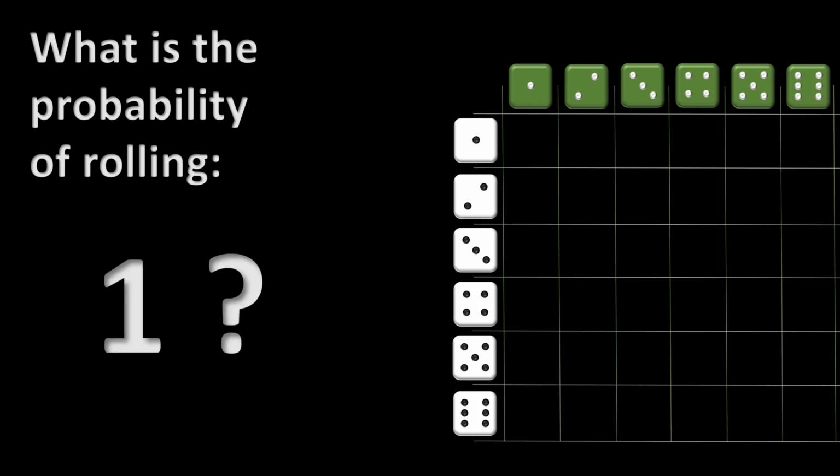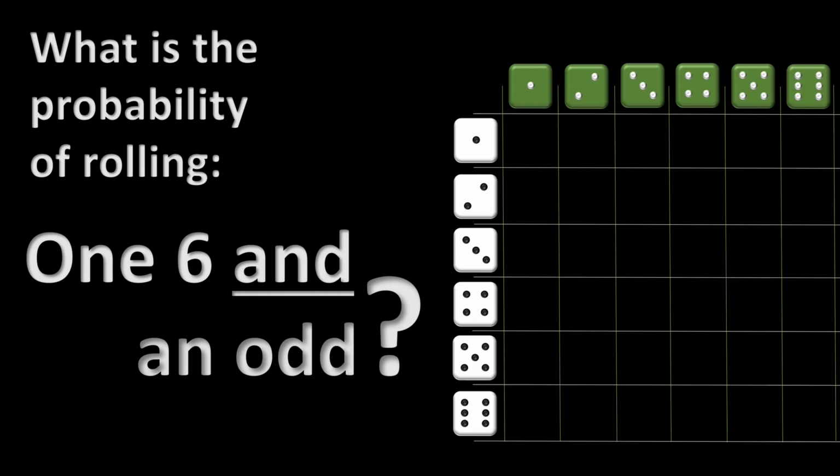So what's the probability of rolling 1? Well, it's 0. It's 0 out of 36. It's 0 out of everything, frankly, because there's no way to do it. You can't roll a 1 because the smallest number you can roll with 2 dice is 2.